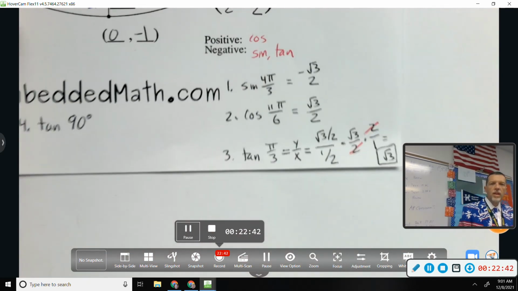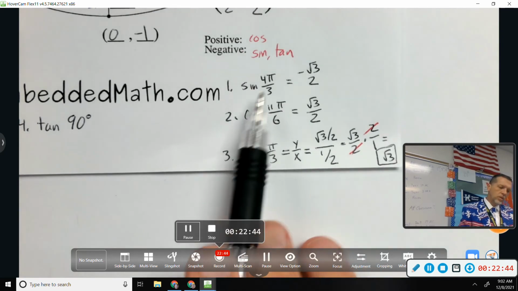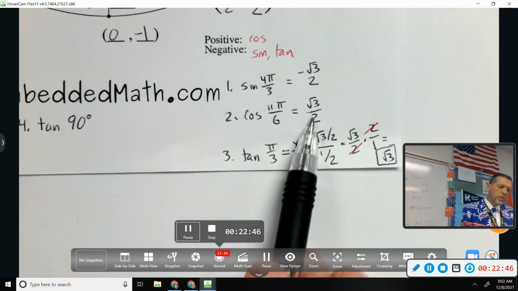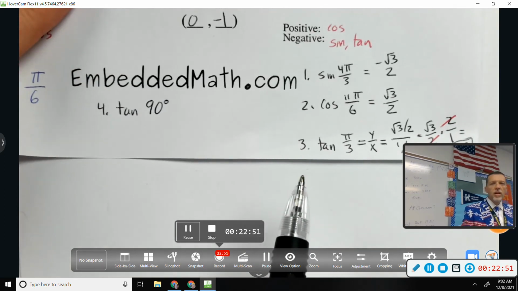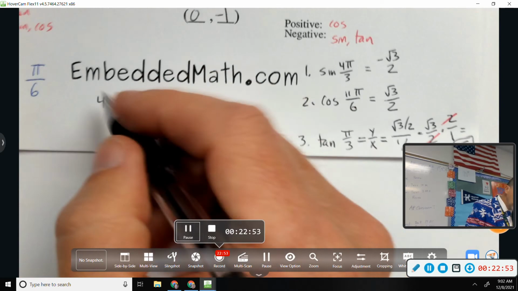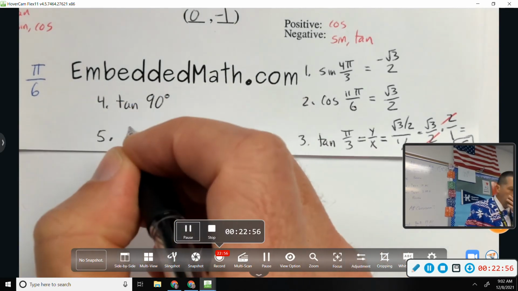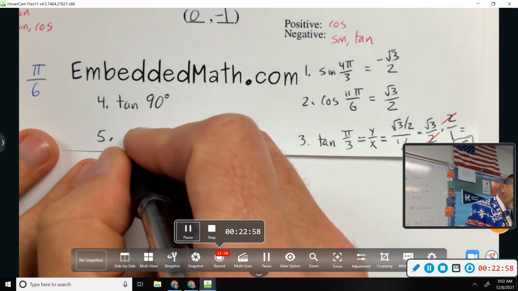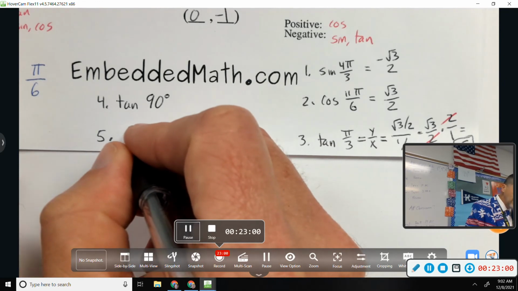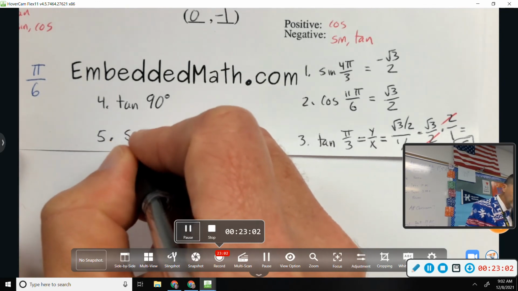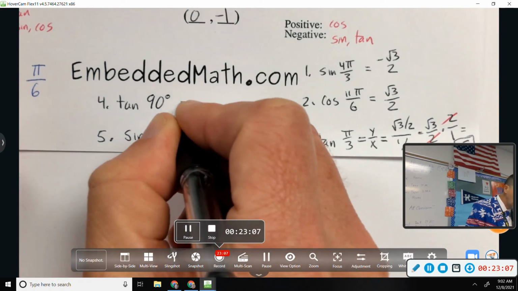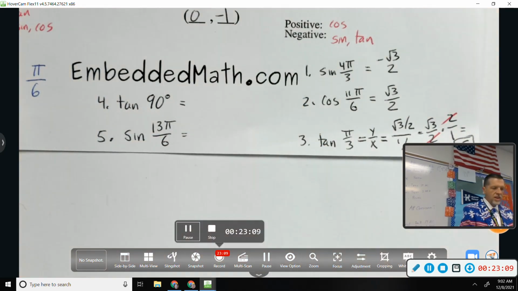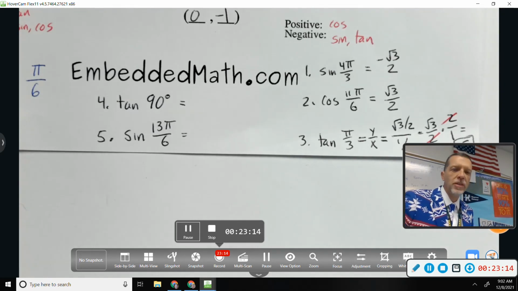So there are the answers to those three. Sine of 4 pi over 3, cosine 11 pi over 6, tangent of pi over 3 with a little keep it, change it, flip it. I want you to try two more. Tangent of 90 degrees and, let's try something a little bit tricky, sine of 13 pi over 6. Try both of those, and both of those have a little bit of a trick to them.